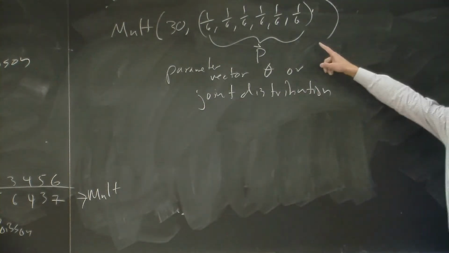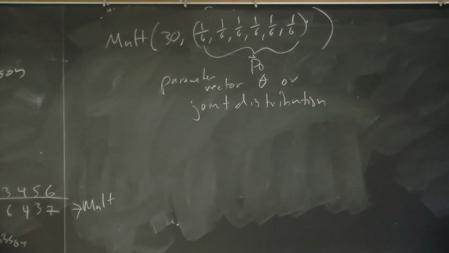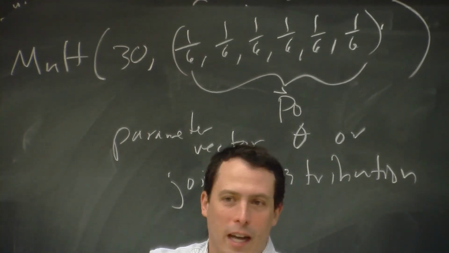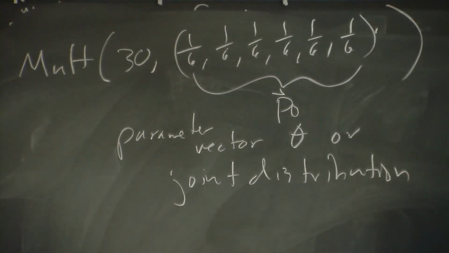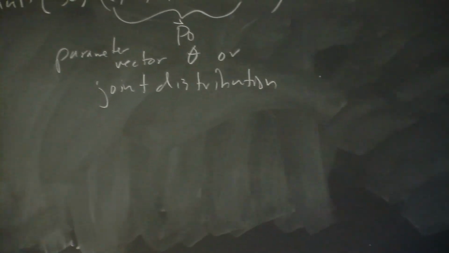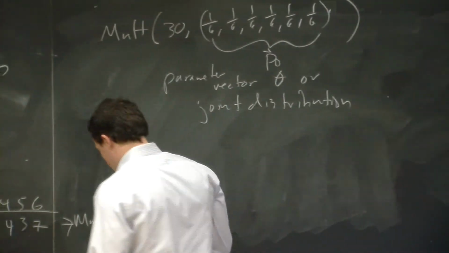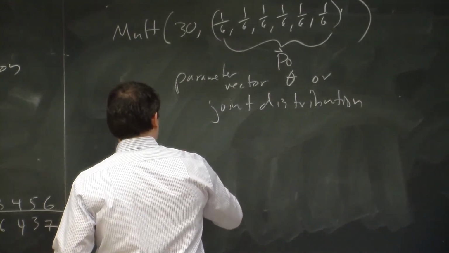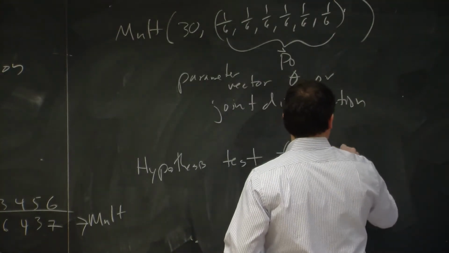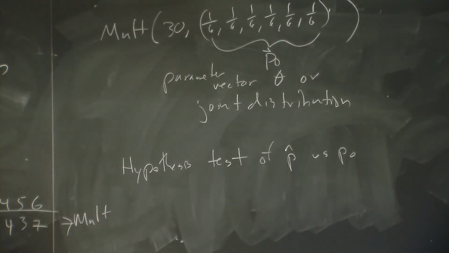So this might reflect, for example, that 1/6 might be the null hypothesis. An example of a test that we would like to do might be: is this die fair or not? If I roll it 30 times and I observe this outcome, obviously these proportions are not exactly equal to 1/6, but they're pretty close. And I can ask the question, is the deviation statistically significant or not? So I want to do a hypothesis test of the empirical distribution against the null hypothesis.